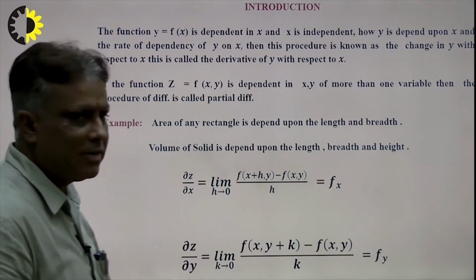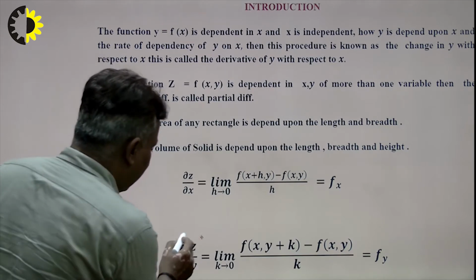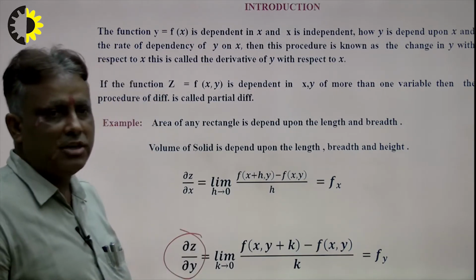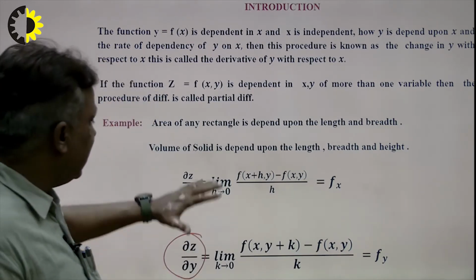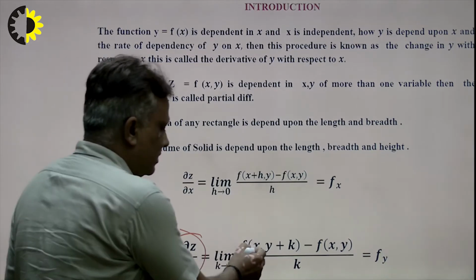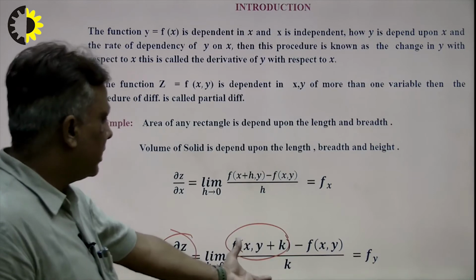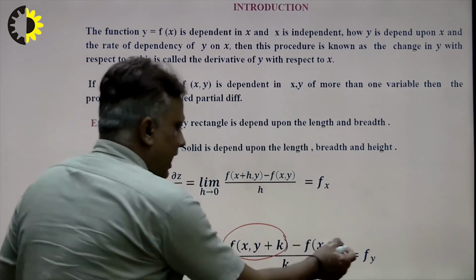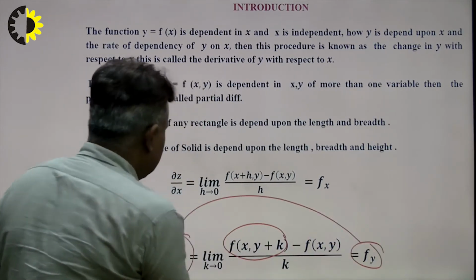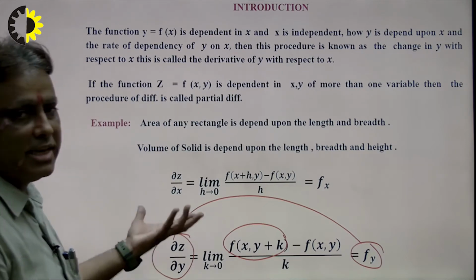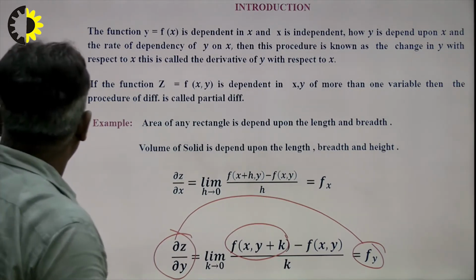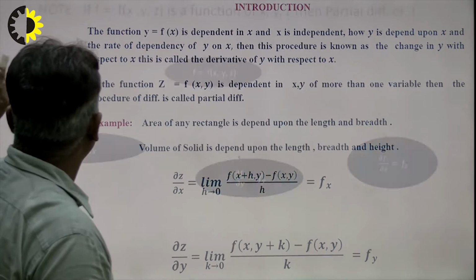In this way, suppose I want to calculate del z upon del y, that means partially differentiate z with respect to y, with x as a constant. So what will be f(x, y plus k) minus f(x, y) upon k, and it will be equal to f_y. F_y means del z over del y, we can say del f over del y here. So in this way we can find out all our derivatives here.